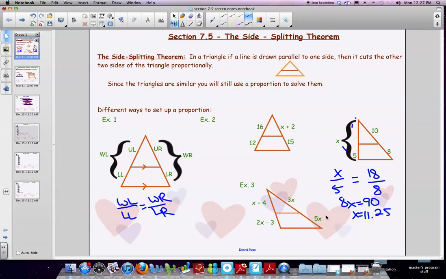These ones you set up the same way. There are a couple of ways that you can solve this. The easiest way is to set it up similar to what we did here, where x plus 4 over 2x minus 3 equals 3x over 5x. Now, because they have the same variable, you can just cross them out and solve them that way.